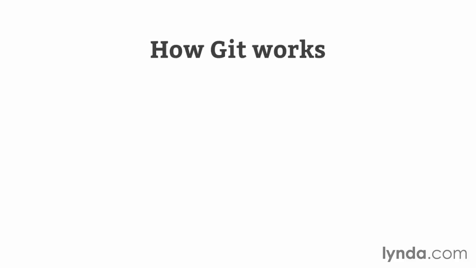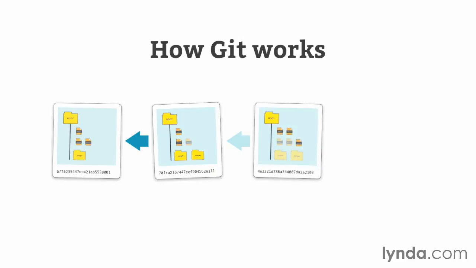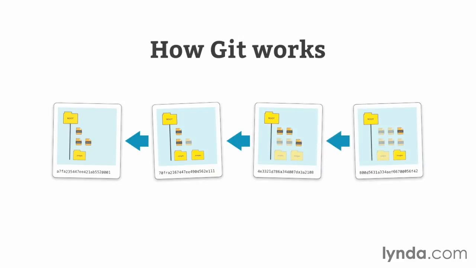Before we get into the basic commands of using Git, I want to take a moment to review how Git actually works. If you understand the basics of how it operates, it's a lot easier to learn those individual commands. Well, Git works by taking snapshots of your project each time you save its current state, which you do by making what is known as a commit.